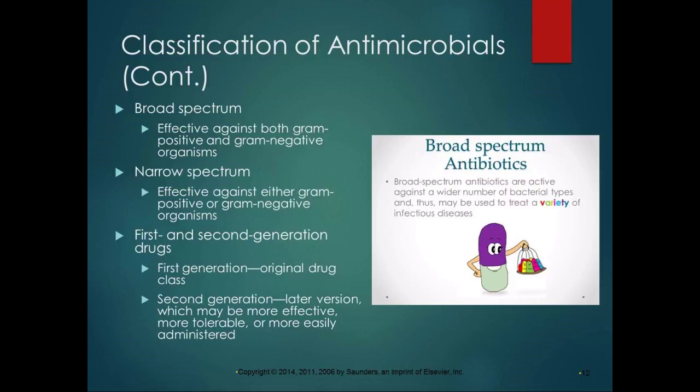So they classify drugs by generation, first generation and second generation. First generation referring to the original drug class like penicillin, the classic penicillin. Second generation refers to a later improved version of the same drug group. So the later version might be more effective, more tolerable, or more easily administered. Okay? So here's this broad spectrum antibiotic who's treating a variety of little bugs in its cage.